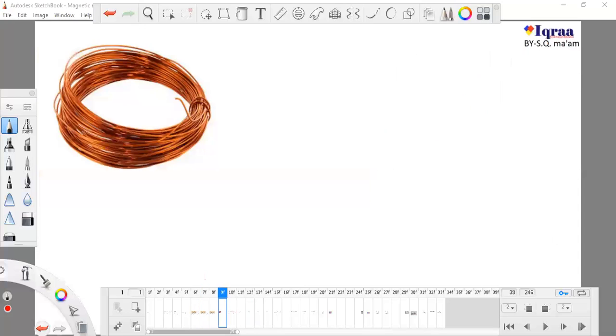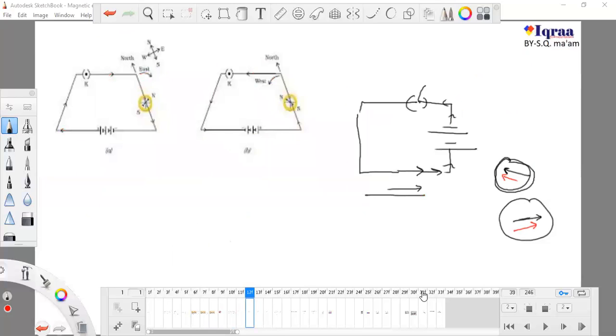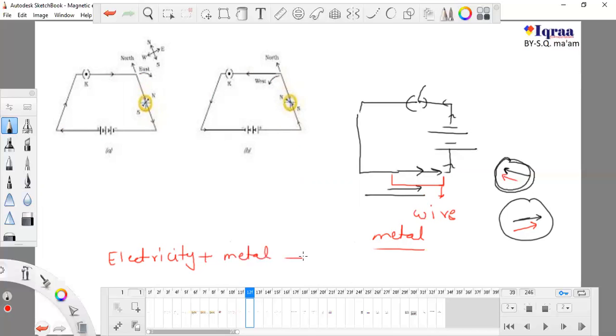This compass, I'm going to tell you about this compass. This needle will change its direction. So why does it change direction? Because some part of the wire which was metal before, after conduction of current or electricity, we know that after conduction of electricity, the simple metal wire is now a magnet, and it is known as an electromagnet.